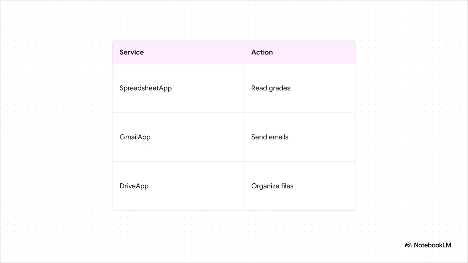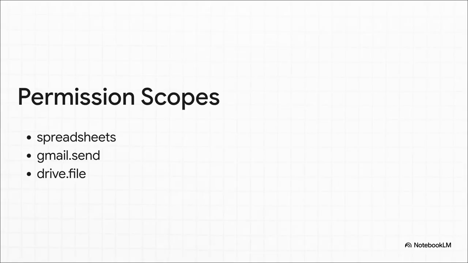Drive app, that's your assistant automatically creating and organizing 150 student folders, so you don't have to sit there and do it one by one. These services are really just the built-in connections to the tools you already know and love. And of course, to use these services safely, your script needs permission. We call these OAuth scopes. You know when you download a new app on your phone and it asks, hey, can this app view your photos? That is a scope.